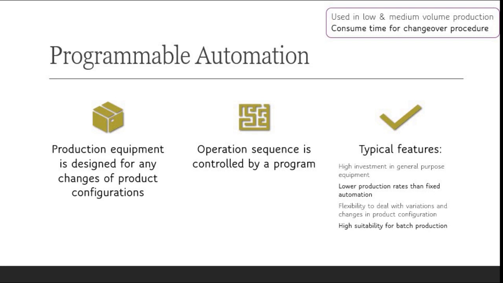So it has lower production rates. Obviously, this is for low and medium volume production, particularly because part of that is programmable, so it can change, or the timeline for the processes can change depending on the customization. And the good thing is it has flexibility to deal with variation and changes in product configuration. So if you want to change something, it is possible because you have some kind of general purpose equipment to actually do that. And it is also highly suitable for batch production, which we will see later on what it means.